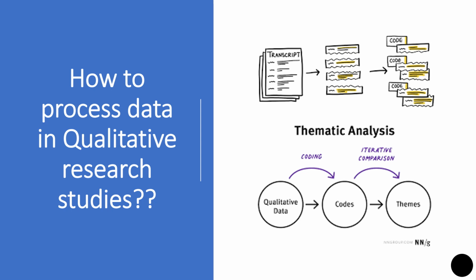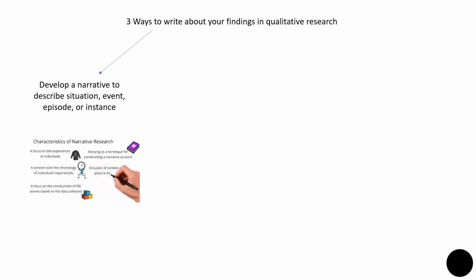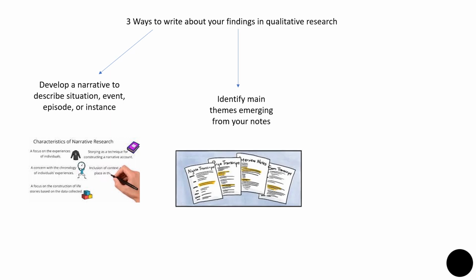Because how you process and analyze the data in a qualitative study depends upon how you plan to communicate the findings. Broadly, there are three ways in which you can write about your findings in qualitative research. Let's get into it. The first one is to develop a narrative to describe a situation, episode, event, or instance. The second one is identifying the main themes that emerge from your field notes or transcription of your in-depth interviews, focus group discussions, and writing about them, quoting extensively verbatim as you have received the information from the respondents.